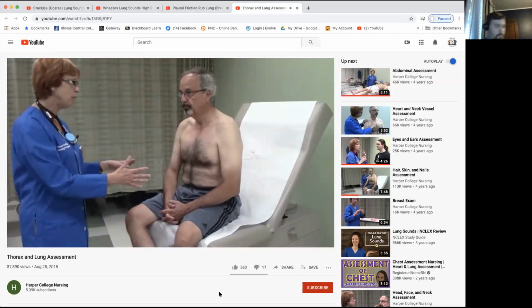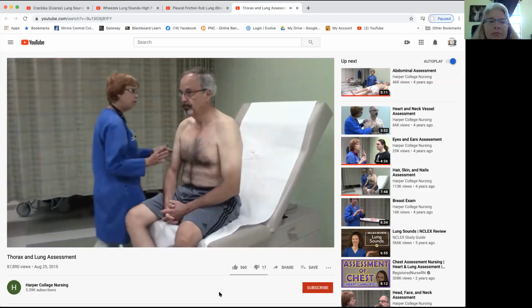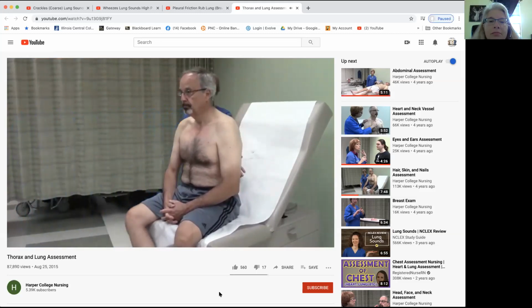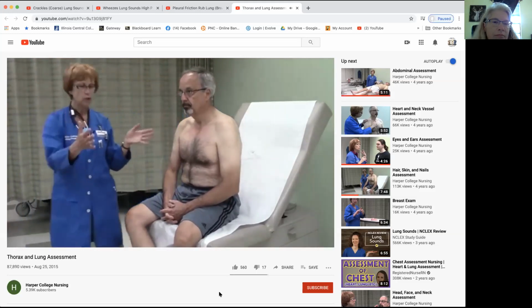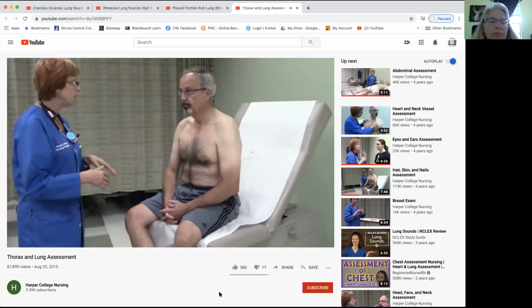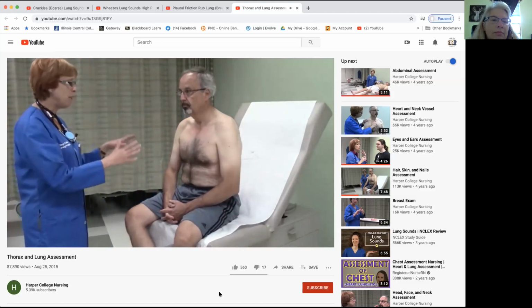Then I'm going to continue my inspection, also looking posteriorly at the posterior chest. Same thing, looking for any abnormalities for the shape of the chest, which is within normal limits. The chest should be shaped like a cone. All right, then I'm going to continue the assessment by palpating the chest.